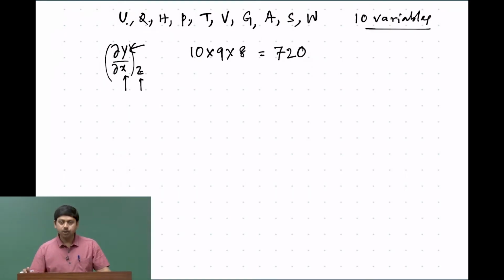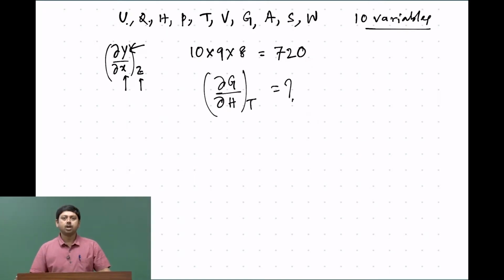However, why do we need to calculate such partial derivatives? For example, why do we need to calculate something like del g by del h at a constant t? Why do we need even these kinds of quantities? So, you will see that, as I mentioned earlier, any of these partial derivatives can ultimately be cast into the few heat capacities that we discussed.